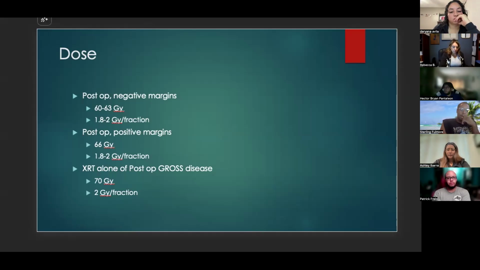And on your homework assignments, I want you to also be putting the correct unit behind it. I don't really care if you do centigray or gray. I just want it to be the correct number associated. Post-op positive margin, 66 gray and 1.82 gray a day or a fraction. And then if you have radiation alone, a post-op gross disease, so it's a T1, you have 70 gray, 2 gray a fraction.